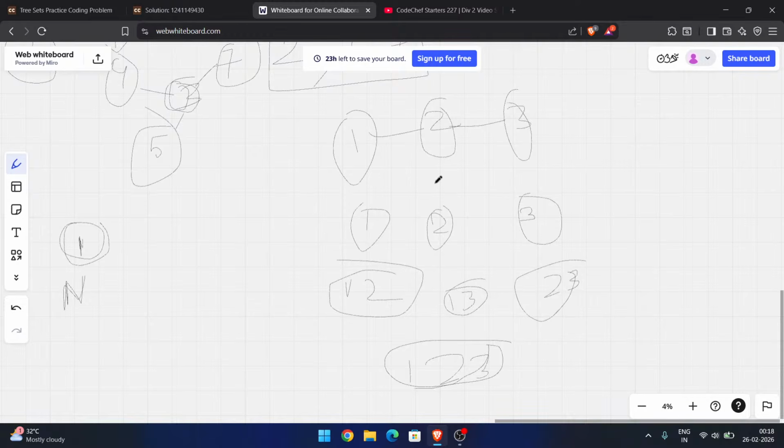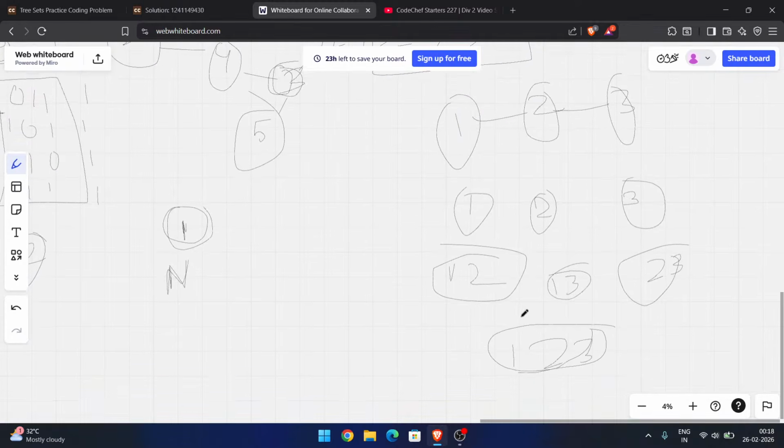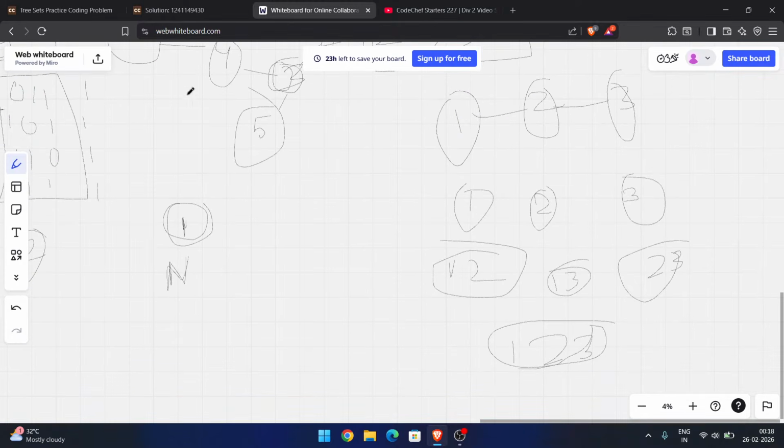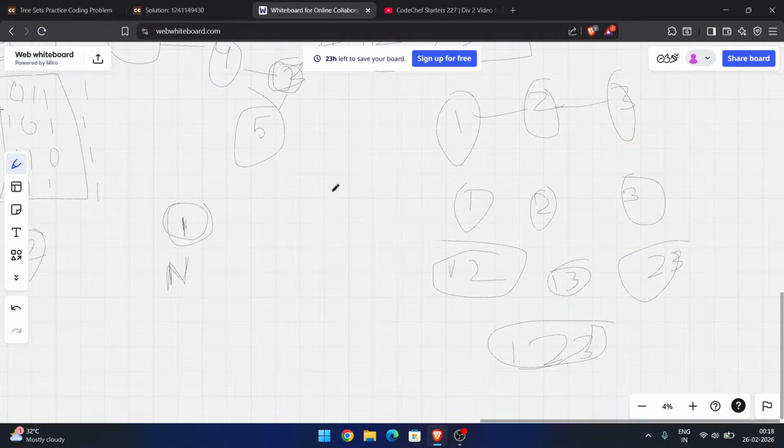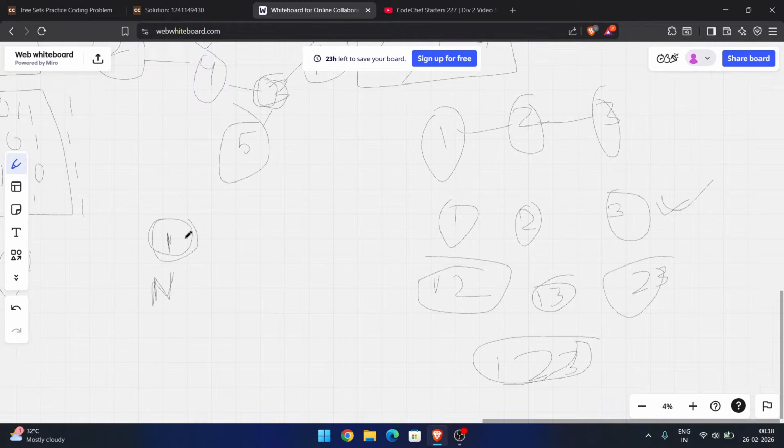These are 7 valid subsets, and these all are valid because no subset is defying this condition. All these subsets satisfy the condition, so these are the answer. So what we are calculating is every subset of size 1. There are just n subsets of size 1.